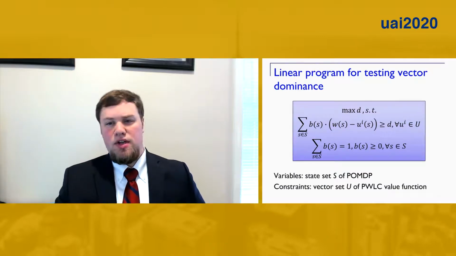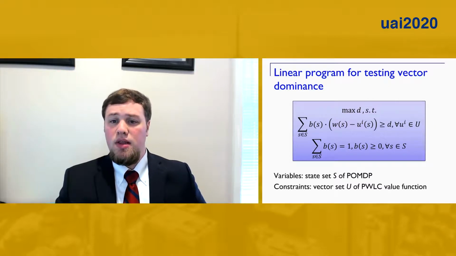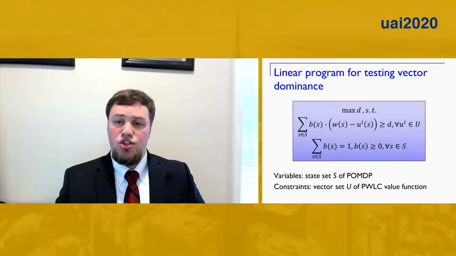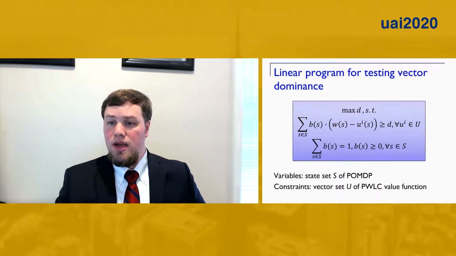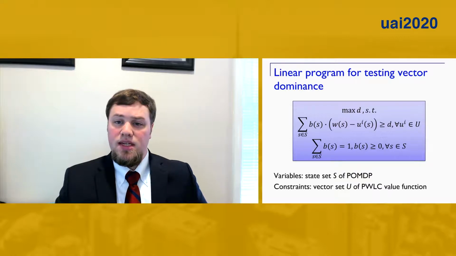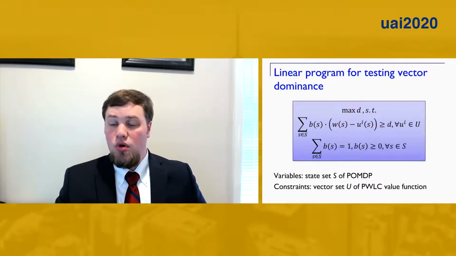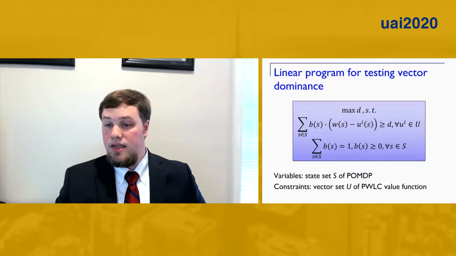The original vector dominance test relies on a subroutine that solves the linear program in the blue box. The details of this linear program are described in the paper, but notice line 2 in particular. We are generating a constraint for all the vectors in U, and each constraint has a variable for each state in S. This means that the dimensionality of these linear programs depends on both the number of vectors in U and the number of states in S.